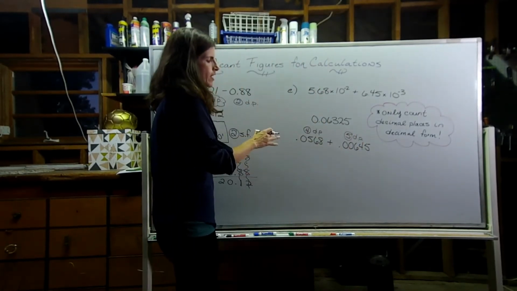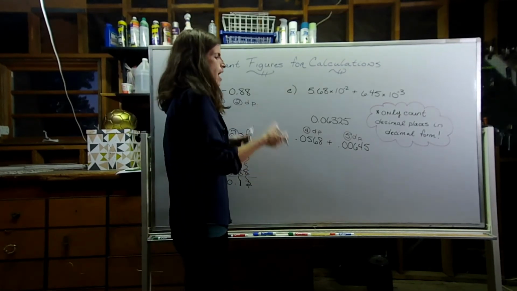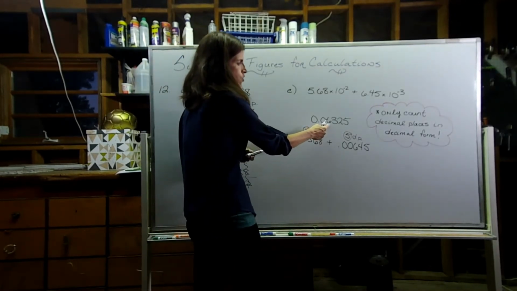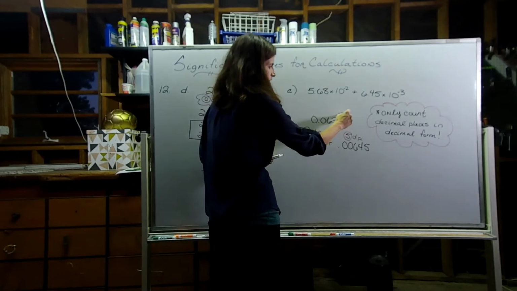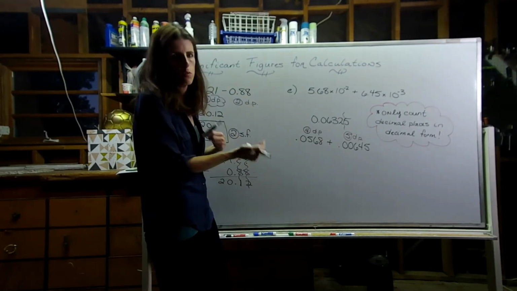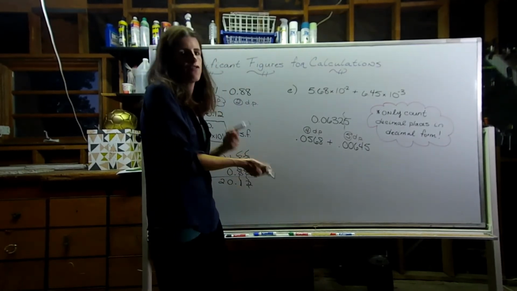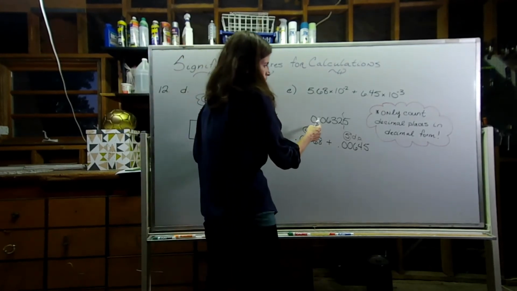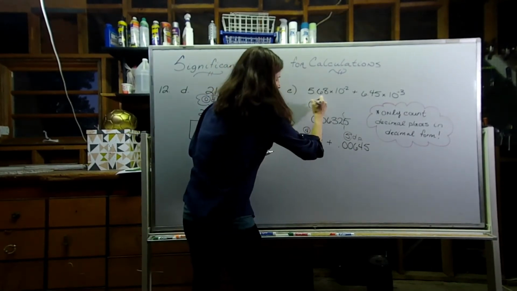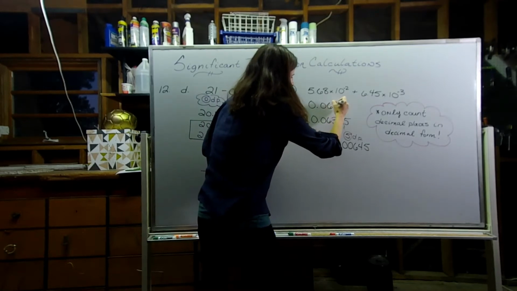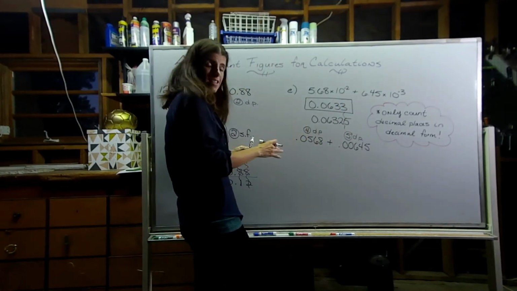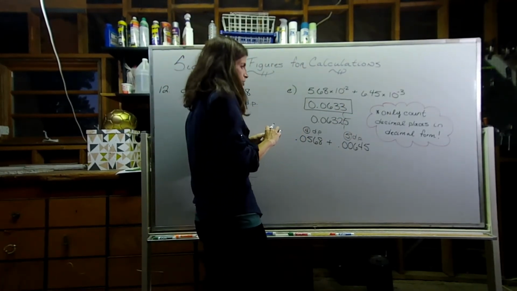So since the first value has 4 decimal places and the second value has 5 decimal places, I can only report my final answer to 4 decimal places. So 1, 2, 3, 4. I need to stop at the 2. Always look to the right. That same thing holds true that we saw with the multiplication and division. Always look to the right, and if it's 5 or higher, we need to round up. So I want to cut it off on the 2, but this 5 is going to bump it up a little bit. So I'm going to report my answer as 0.0633. So that's 4 decimal places, but only 3 sig figs.